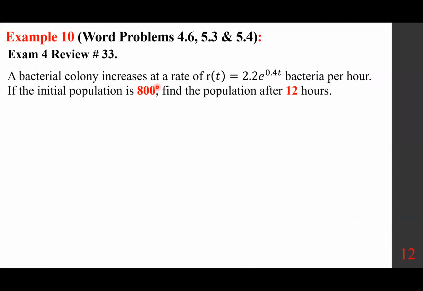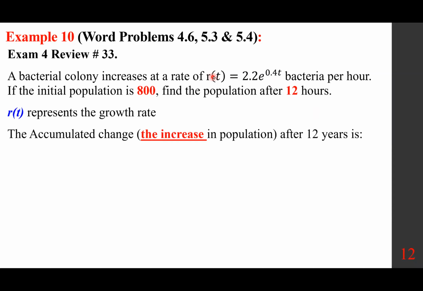A bacterial colony increases at a rate of R of t equals 2.2 e to the power 0.4 t bacteria per hour. If the initial population is 800, find the population after 12 hours. So lowercase r of t represents the rate of growth or the growth rate, and the accumulated change, the net change theorem says the amount of increase after 12 hours would be the integral of r of t dt from 0 to 12.